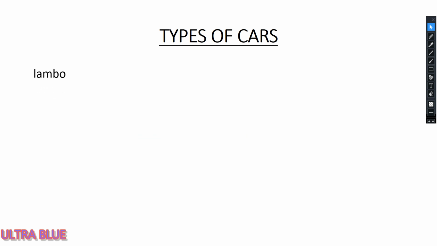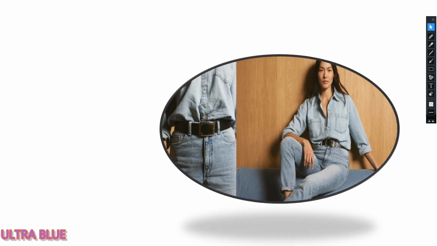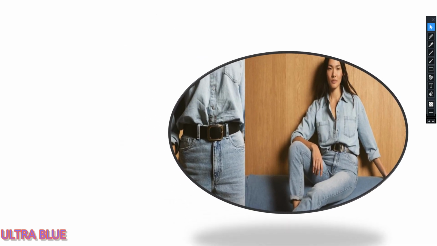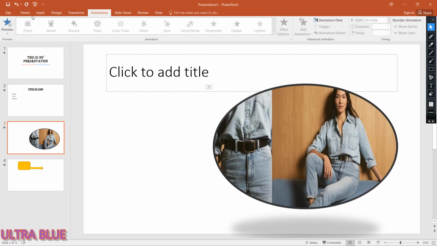We have our Lambo, which shifted in. We have our Tesla, which flew in. And then we have our random bars Bugatti. Taking us to the next slide, we made the picture bounce in, and then we have our picture bounced in. So that's how it is in adding animations to your PowerPoint presentation.